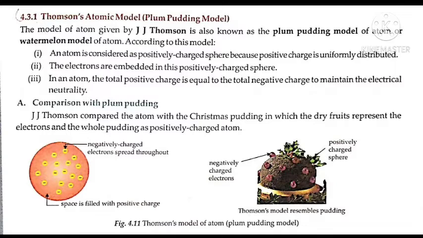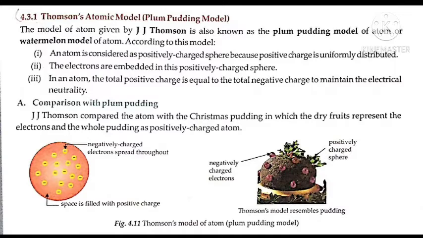Plum-Pudding model. The model of atom given by J.J. Thomson is also known as the Plum-Pudding model of atom or watermelon model of atom. According to this model, an atom is considered as a positively charged sphere because positive charge is uniformly distributed. The electrons are embedded in this positively charged sphere. In an atom, the total positive charge is equal to that of total negative charge to maintain the electrical neutrality.